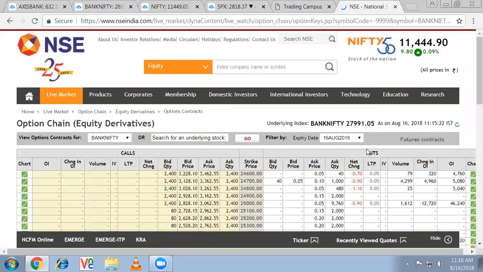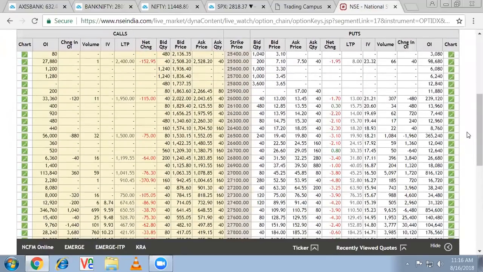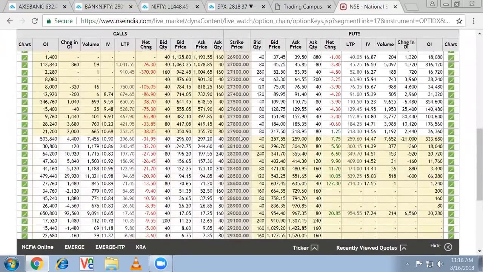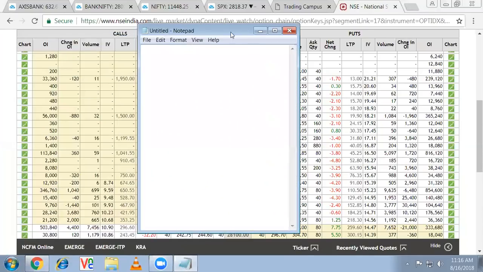Now when I look at Bank Nifty, let's take it to the August expiry. What I'm trying to make here is basically a bear spread. Almost 28,000 is where Nifty is right now. If I look at 27,500, okay, let's note down 3 strike prices.